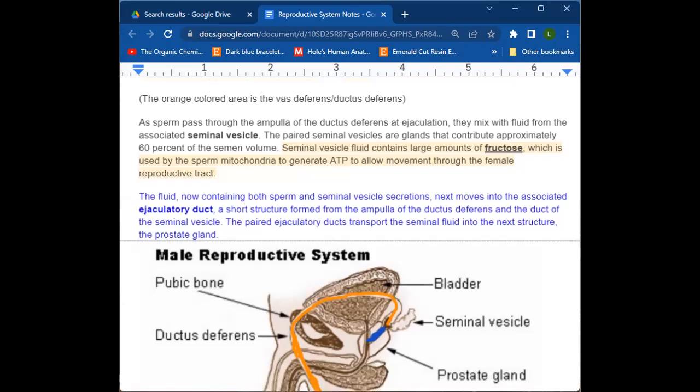Right. And so the sugar that the midpiece mitochondria are able to break down is going to be fructose.